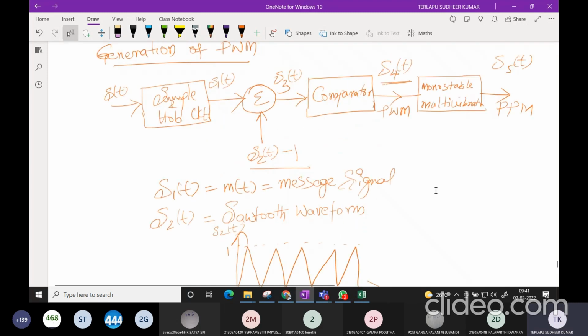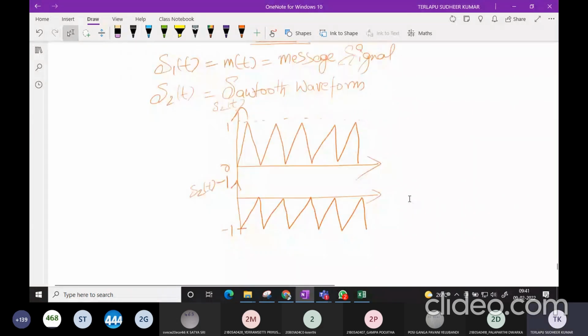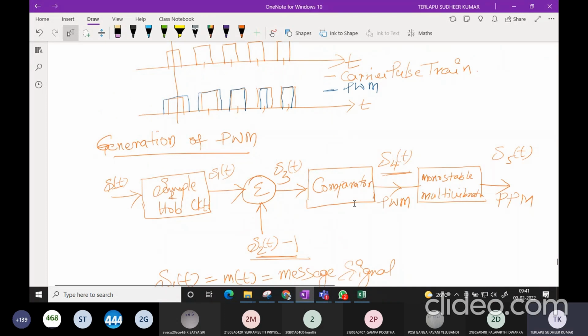This is my S2 of t minus 1. S of t is the message signal. S2 of t minus 1 is the sawtooth waveform level shifted to minus 1, so its DC level is shifted to minus 1. Now, how to generate S3 of t? S3 of t is a simple adder circuit.